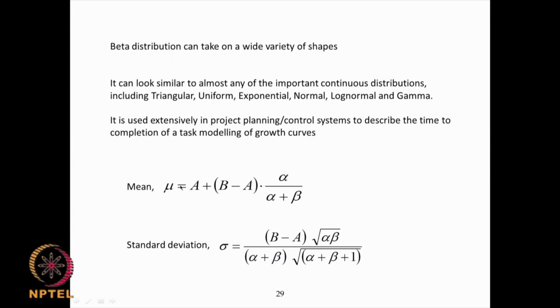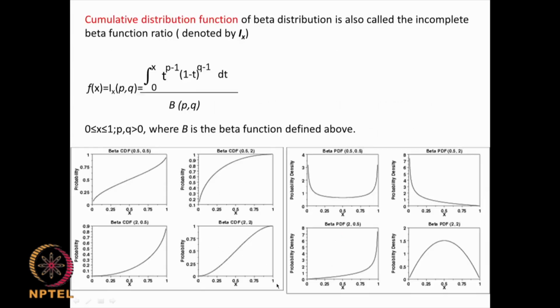So, the mean of this will be like this, A plus (B minus A) alpha by alpha plus beta. So, if A is 0, B is 1, what happens? You will get alpha divided by alpha plus beta. Your standard deviation is given like this. So, if B is 1, this will go away. So, your standard deviation will be square root of alpha beta divided by (alpha plus beta) square root of (alpha plus beta plus 1). Okay.